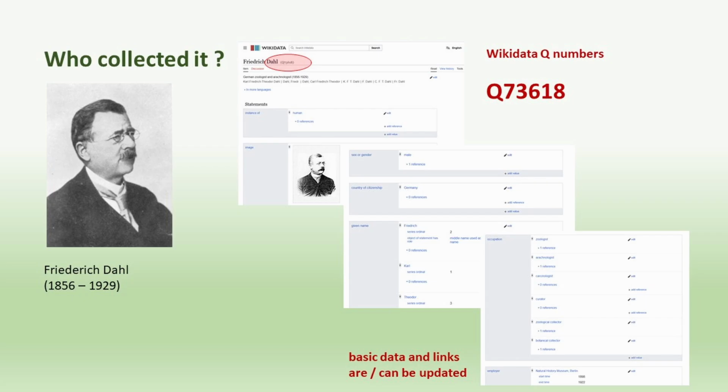And the nice thing about Q numbers is that it links to a huge list of everything known about that person: different ways they spelt their name, where they worked, where they were perhaps active as collectors, what they did. Here we've got all the data and all the links about Friedrich Dahl. And because it's wiki-based, this could always be updated and improved in the future. You could do it yourself. If you discover something about this collector, you can add that information to improve the data for everyone. That's of course very nice.